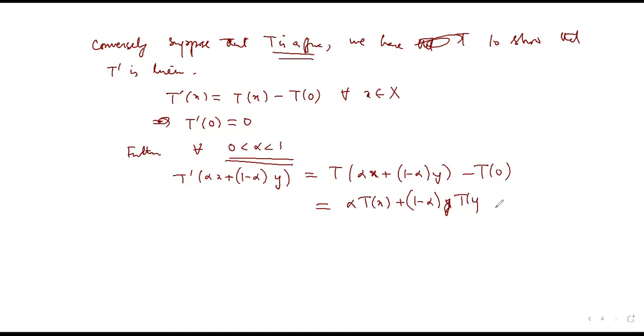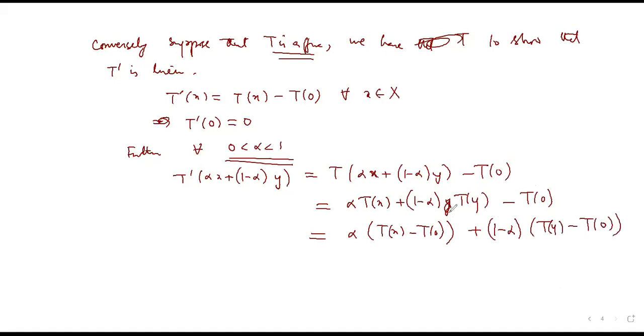T of y minus T of 0, again doing the same trick, because of subtracting and adding, so it would be alpha times T of x minus T of 0 plus 1 minus alpha times T of y minus T of 0. You can easily check. I did the same thing, here the same term is added and subtracted. So that is equal to alpha T dash of x plus 1 minus alpha times T dash of y.